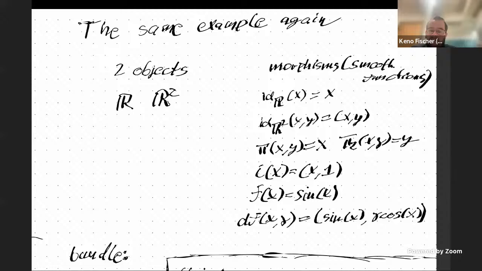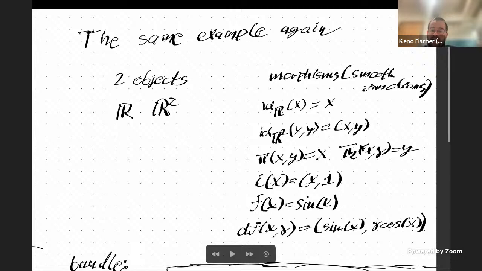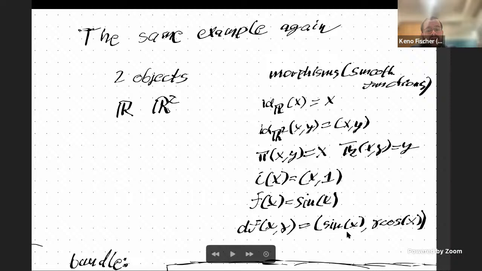And for concreteness, I'm going to say my morphism F is some particular function, let's call it sine. And then my morphism DF on this other object, which is R squared, has sine X and Y times cosine X. That's what the morphism DF does. But again, structurally, it's the exact same category as on the previous slide. So are people comfortable with me making this kind of statement?